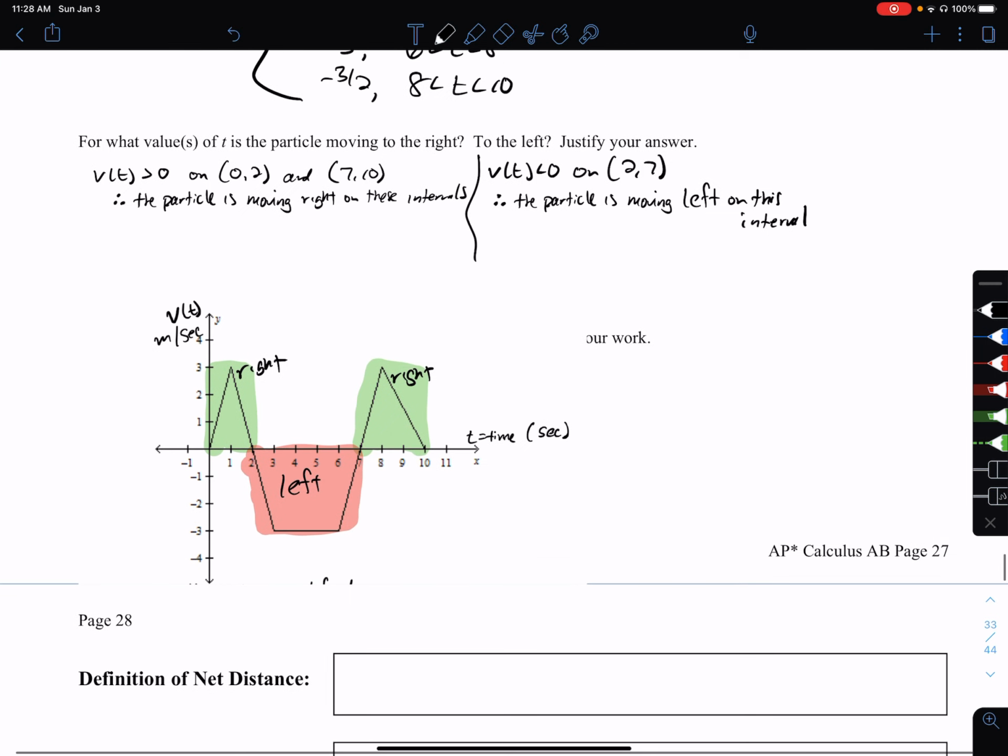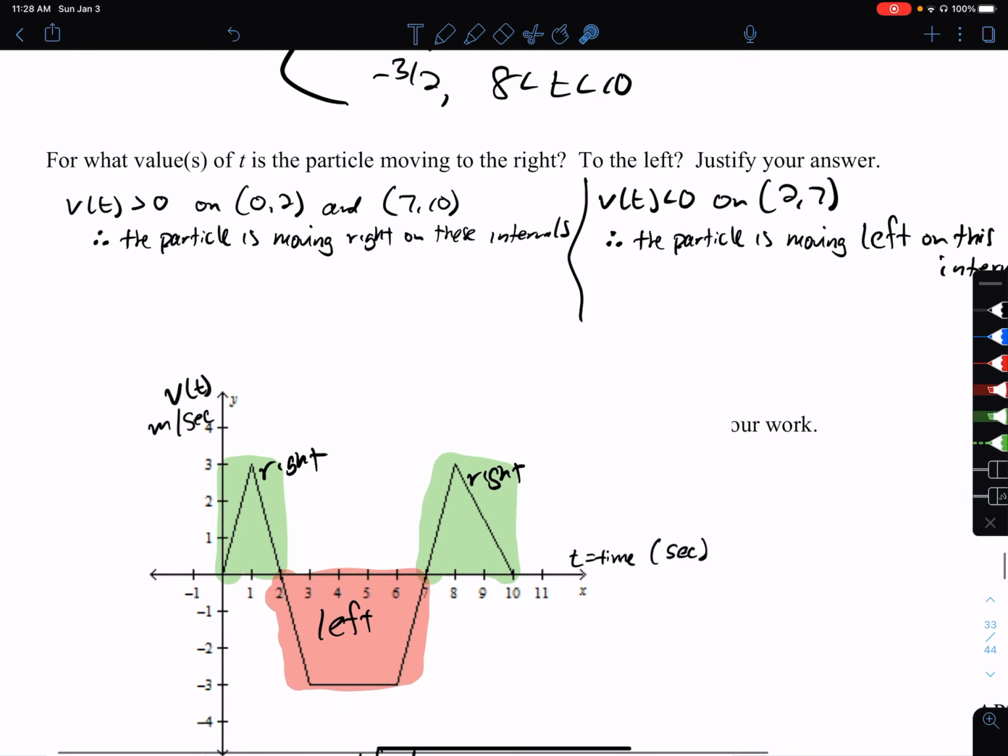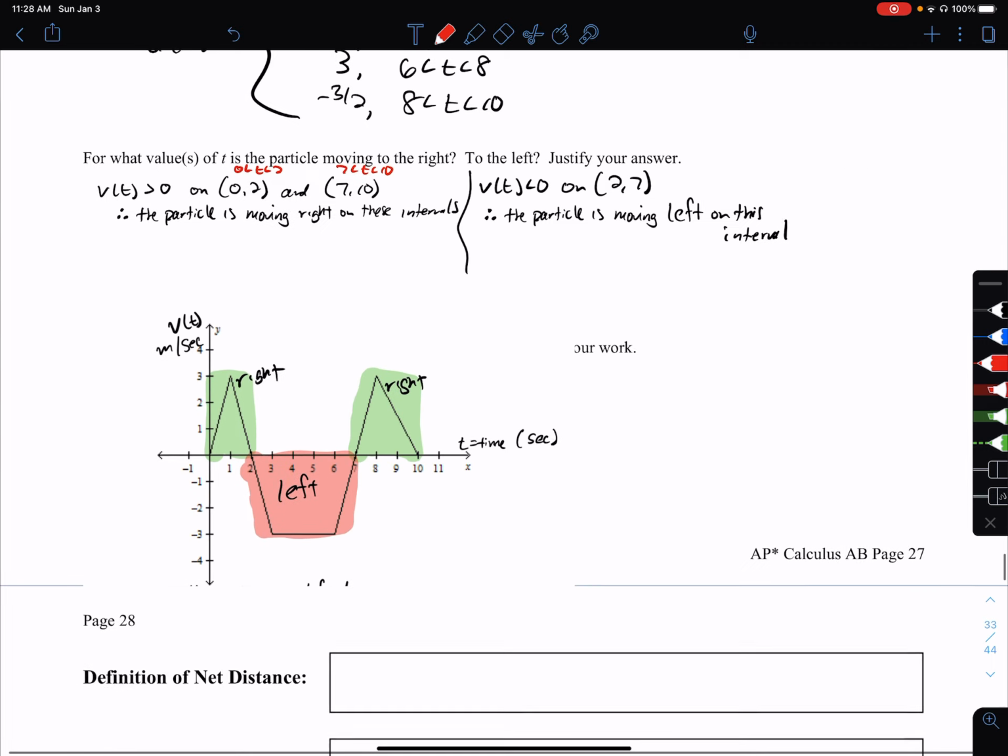Hopefully that makes sense. We justified our answer by saying the velocity was positive or negative, and we named the intervals for where that was happening. So it says the values of t. So yeah, that's fine. The reason I was hesitating is you could also write this like this. I'm not sure if one's better than another.